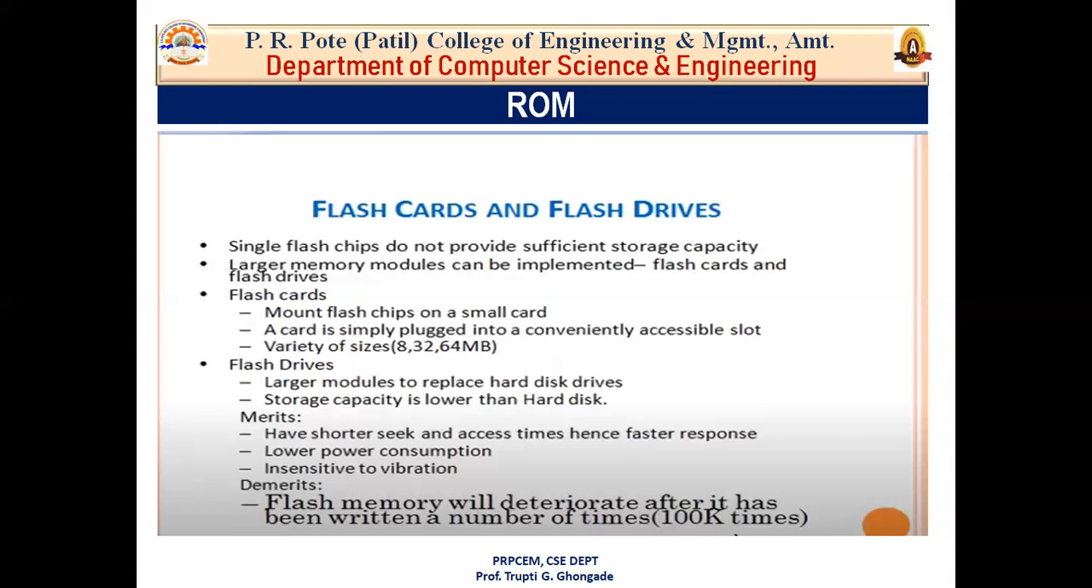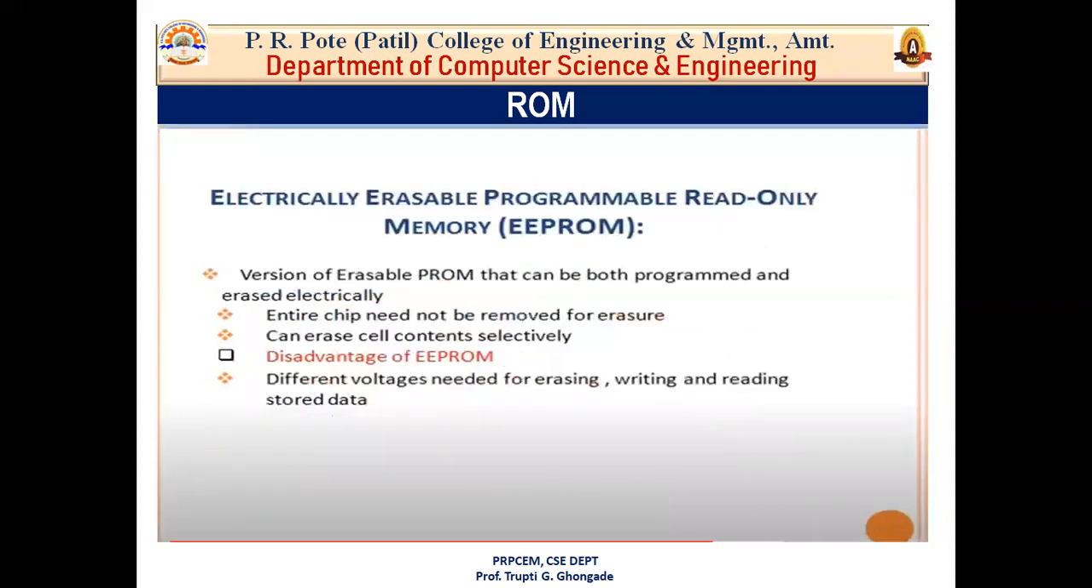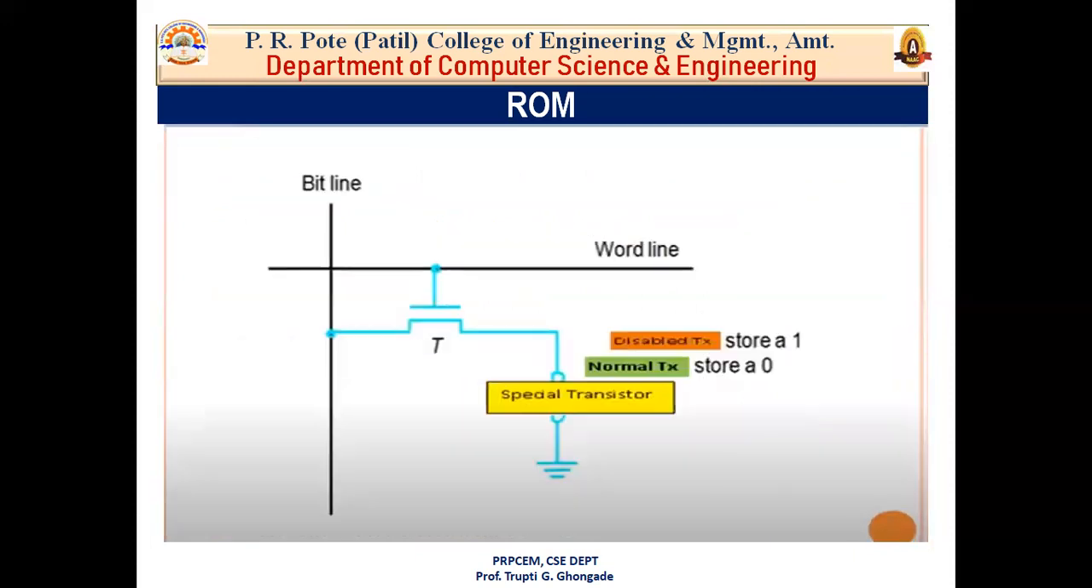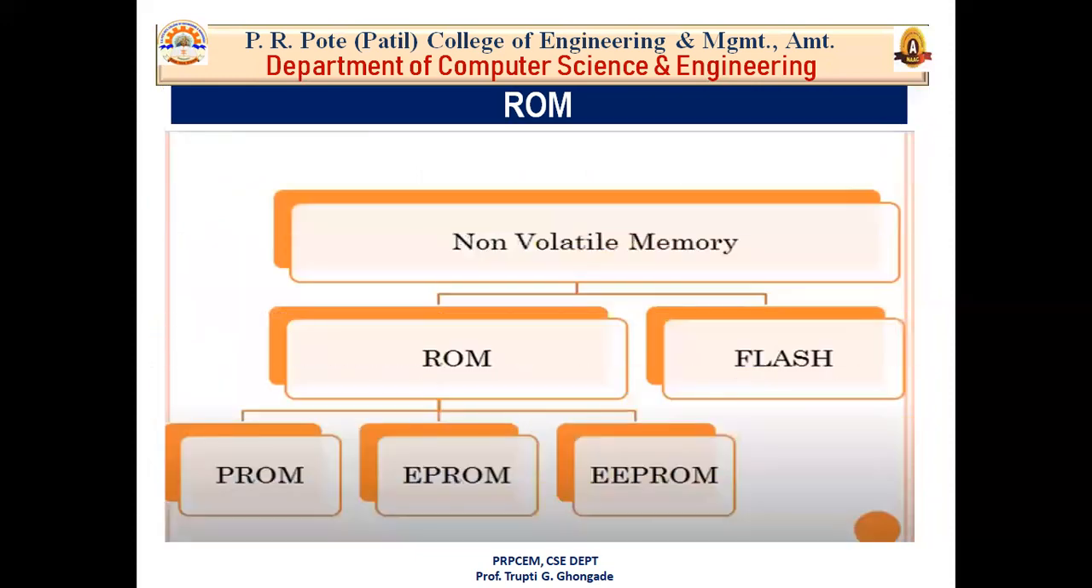So this is all about flash drives and flash cards. Again, in this lecture, we learned the different types of non-volatile memory, that is ROM and flash. The ROM memory is divided into programmable ROM, then erasable programmable ROM, and electrically erasable programmable ROM. And flash memory is divided into two parts, flash cards and flash drives. And here your second unit ends, and from the next lecture we will start unit number 3.